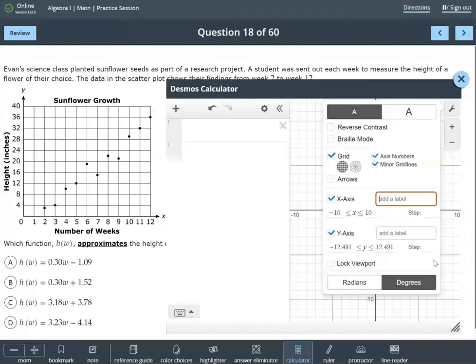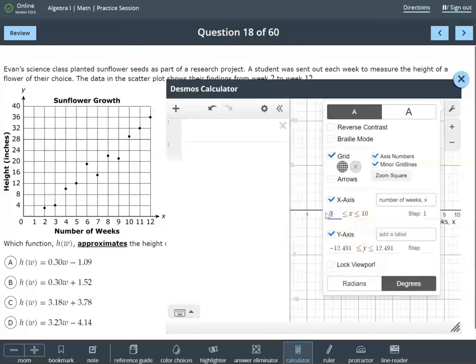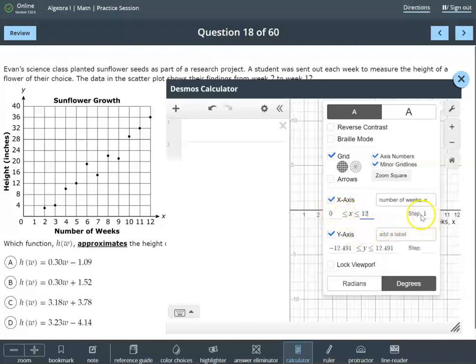I'm going to add number of weeks. So I want to add these same labels. This is X, so I'm going to put a comma and then X, and I'm going to count by ones. I'd like to go from 0 to 12, and I am supposed to count by ones.